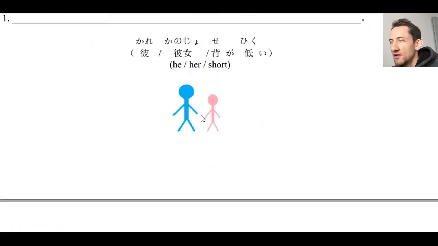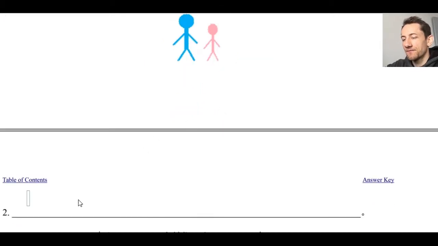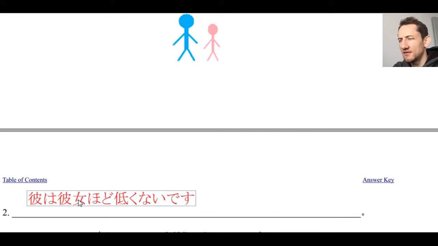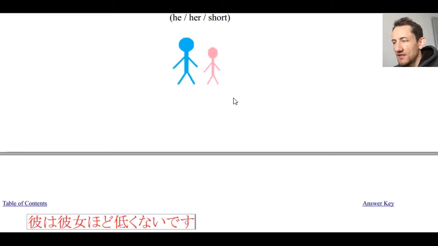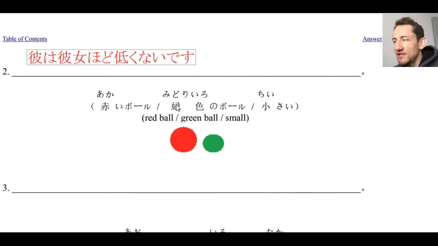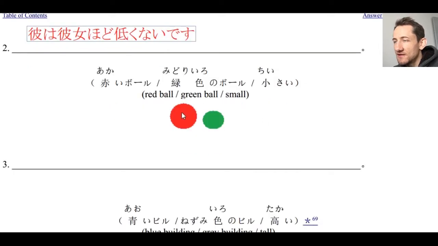And let's see the next one. We have 彼、彼女、背が低い. So we can see that he is not as short as she is. So how would we say that? We say 彼は彼女ほど低くないです。Yeah, that's right. It's difficult to say. 彼は彼女ほど低くないです。So he is not as short as her.